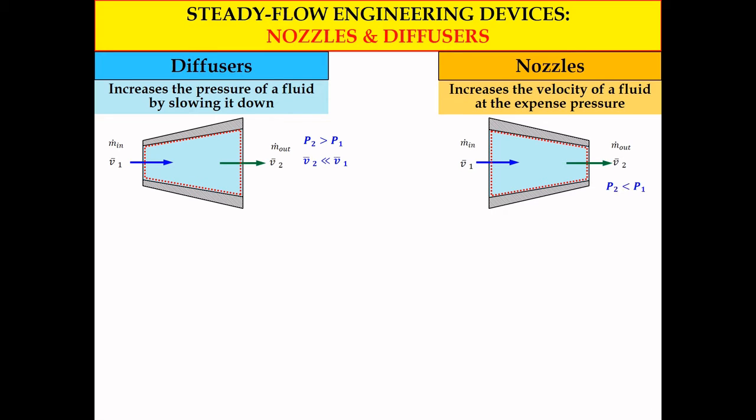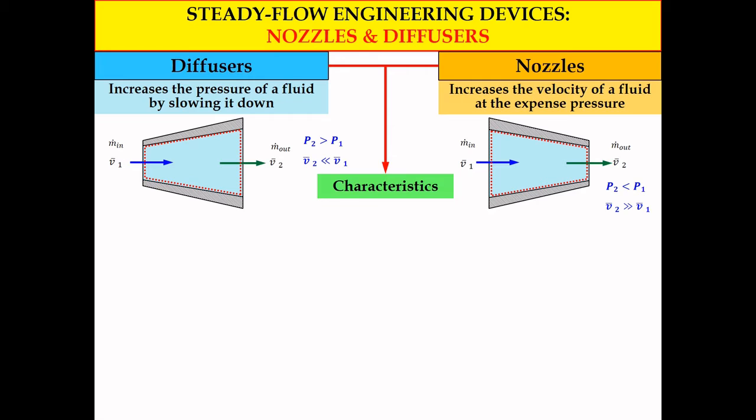So in terms of criteria, in terms of pressure, P2 for the nozzle at the outlet is lower compared to the pressure at the inlet of the nozzle. However, in terms of velocity, at the outlet of the nozzle V2 bar is far greater compared to the average velocity at the inlet of the nozzle V1 bar.